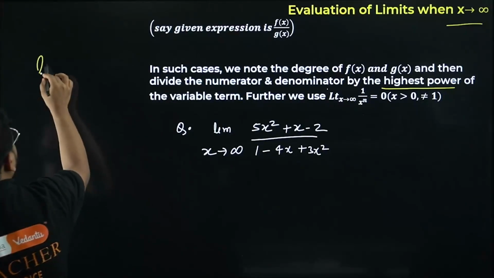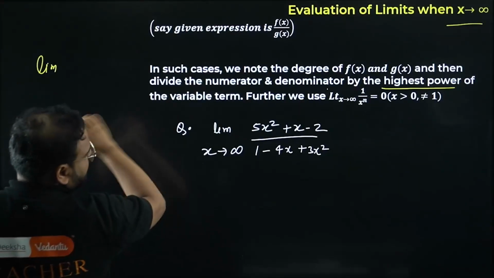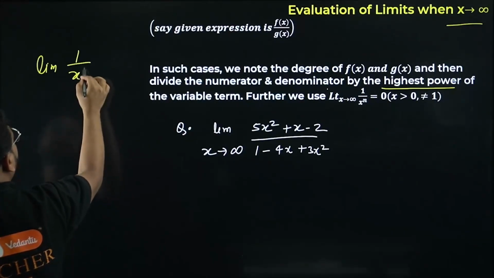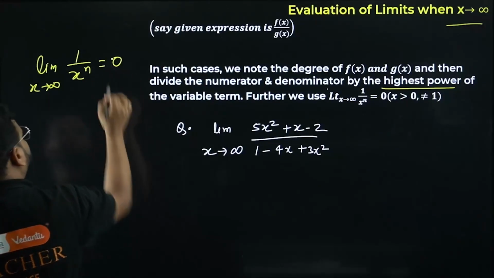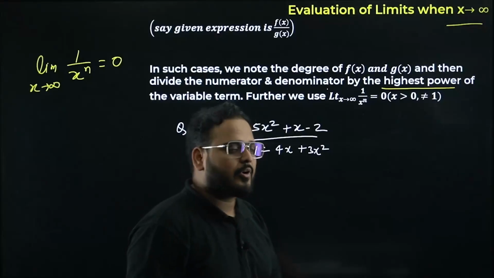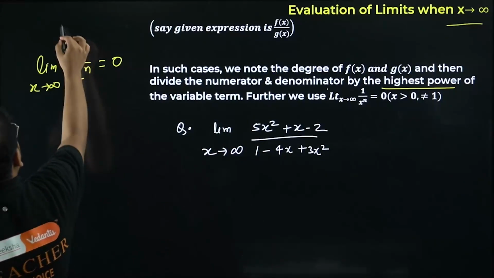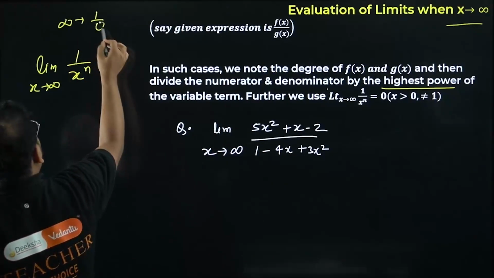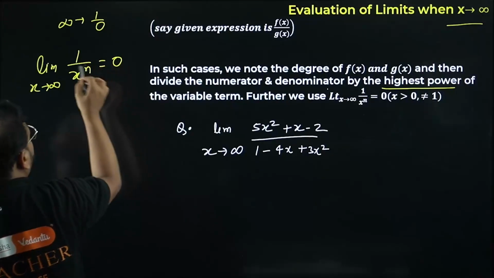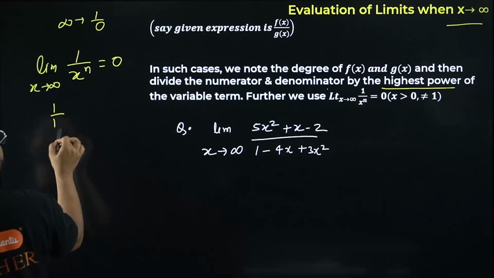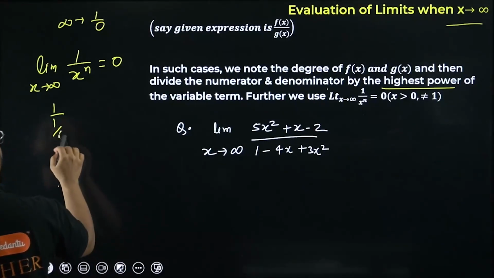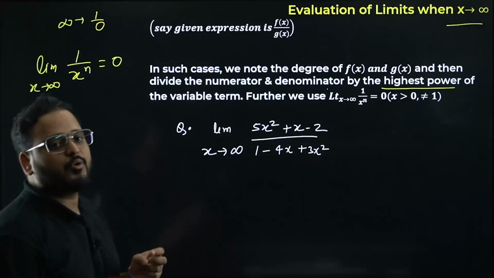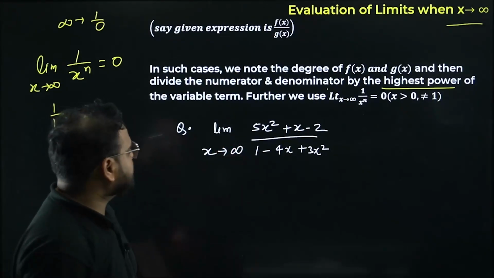The condition is that the limit of the function 1 by x power n, whatever the n value, when x tends to infinity is always 0. Always 0. Because infinity means 1 by infinity, and it simply becomes 0 actually. So we'll solve this question.